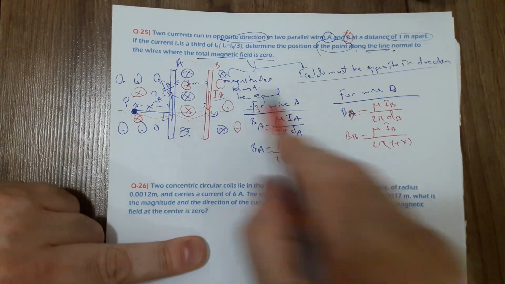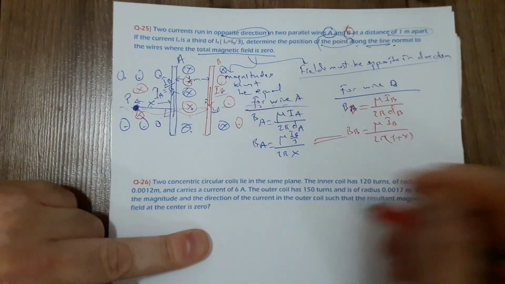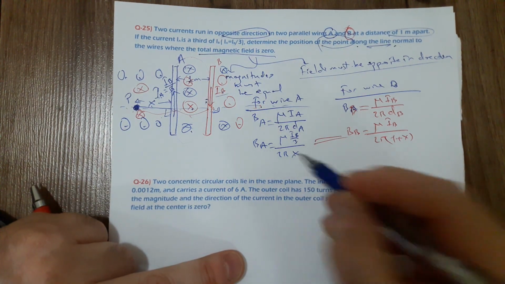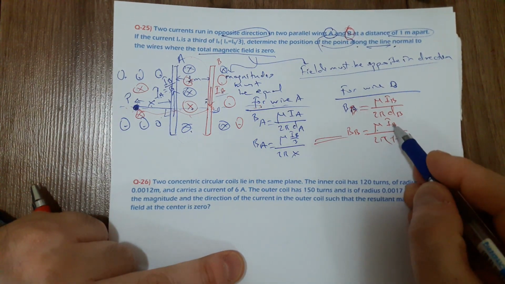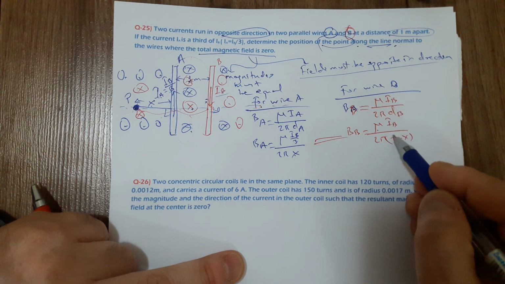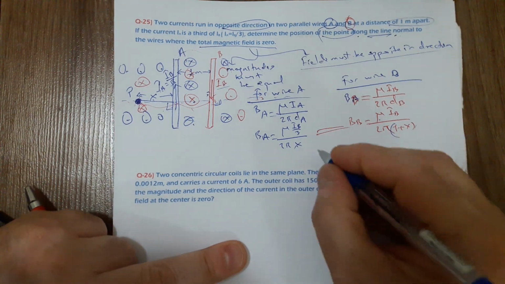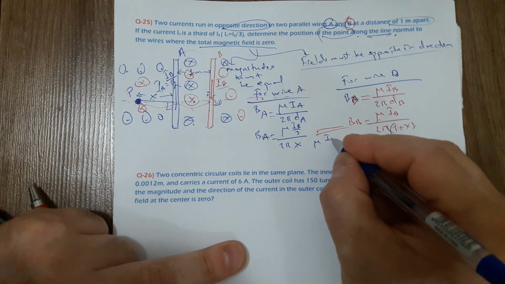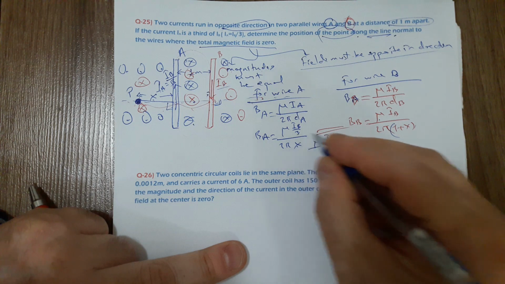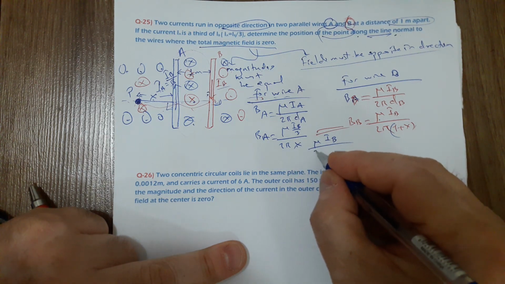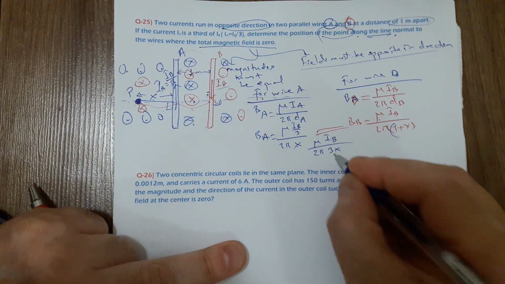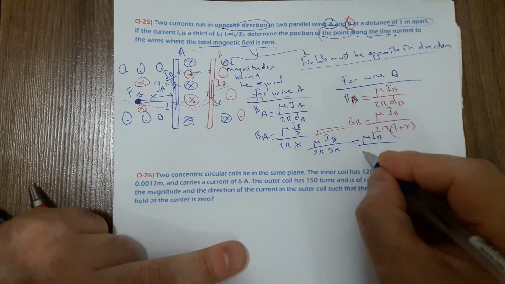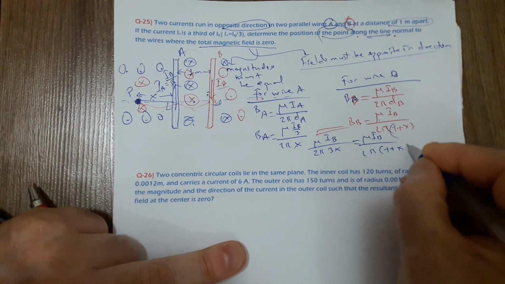So then the magnitudes must be equal. These two must be equal to each other. That is, mu I_B over 3 times 2 pi x, and mu I_B over 2 pi times (1 plus x), must be equal to each other. Let's make them equal. So mu I_B over, let's get this 3 down, 2 pi times 3x in the denominator, is equal to mu I_B divided by 2 pi times (1 plus x).